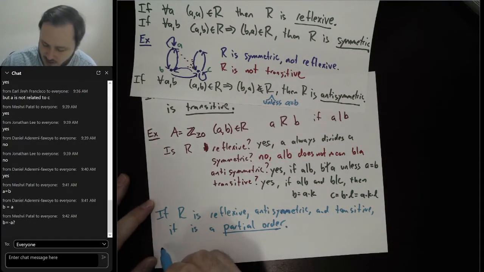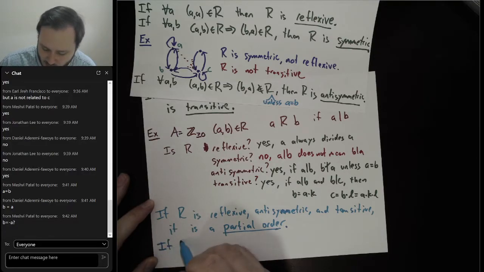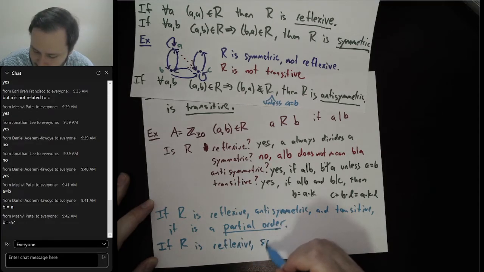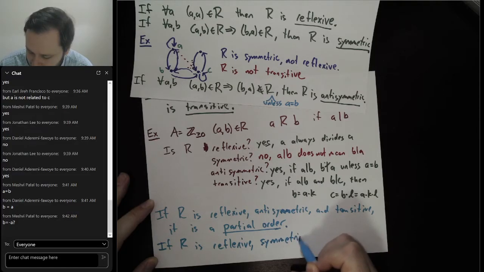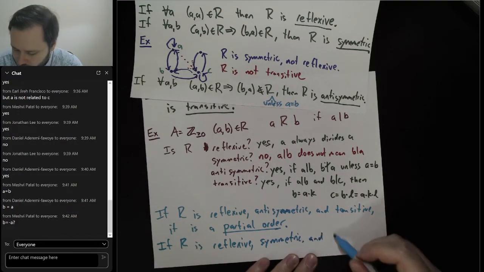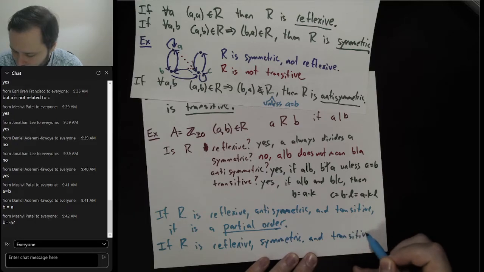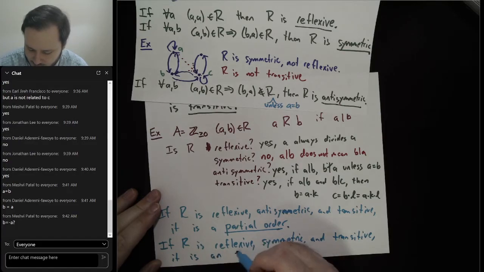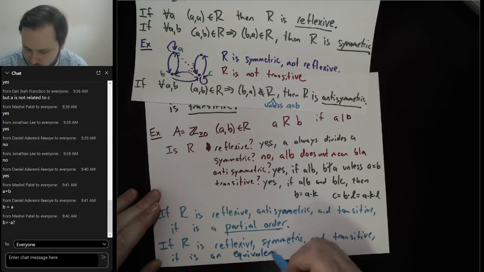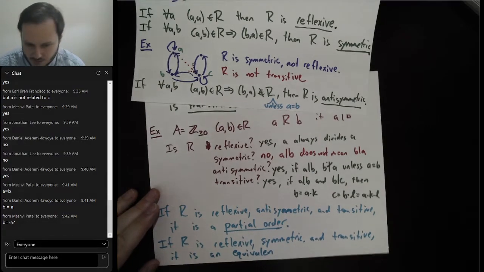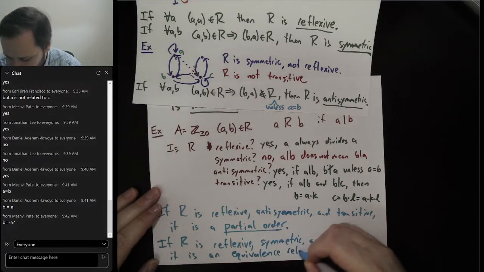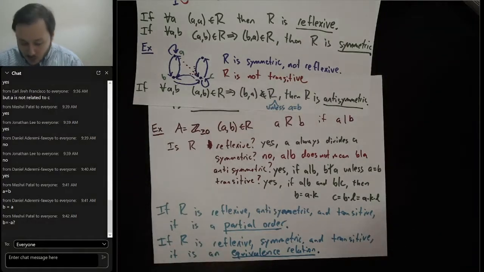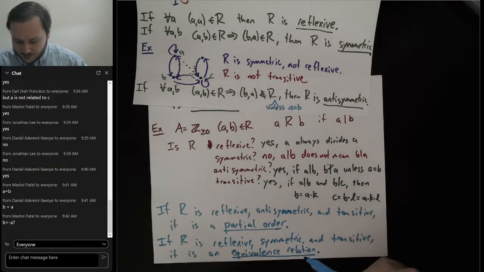Another type of relation we have is if R is reflexive, symmetric, not antisymmetric, but symmetric, and transitive, then it is an equivalence relation. An equivalence relation tells you when things are equal.